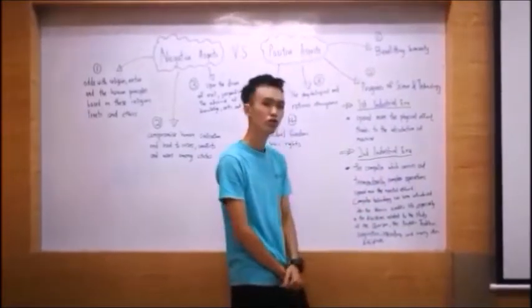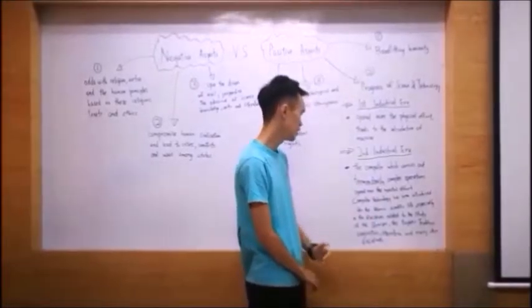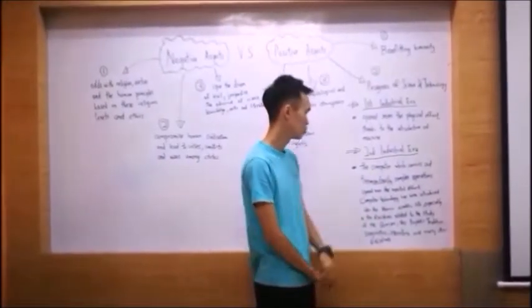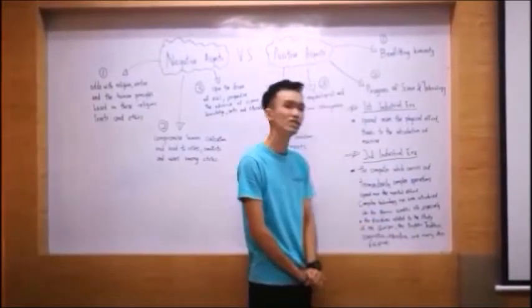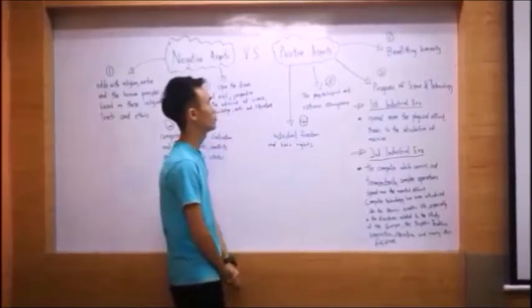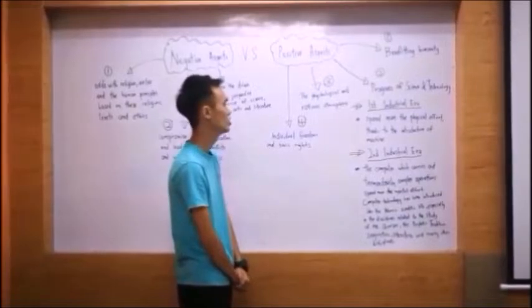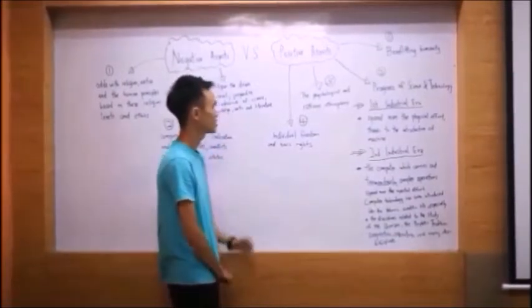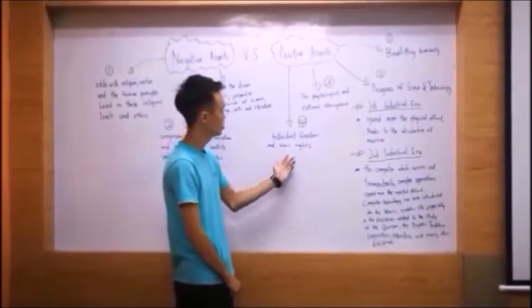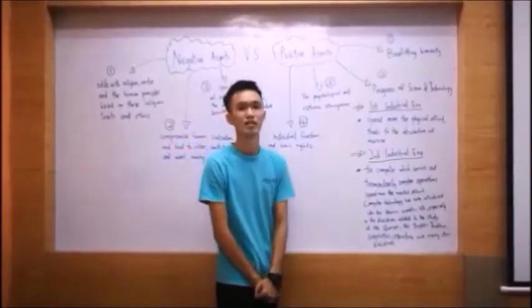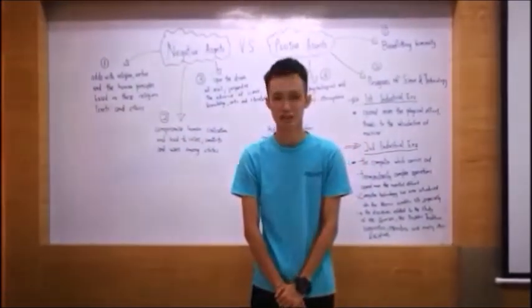Computer technology has been introduced into Islamic scientific life, especially in disciplines related to the study of the Quran, the formative tradition, linguistic literature, and many other disciplines. The third positive aspect of Western civilization is the psychological and rational atmosphere. And the last positive aspect is individual freedom and basic rights. That's all for my discussion of the topic Western civilization. Thank you.